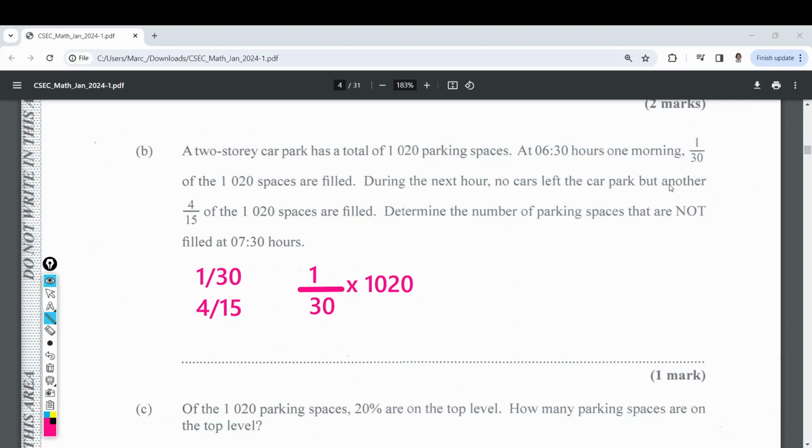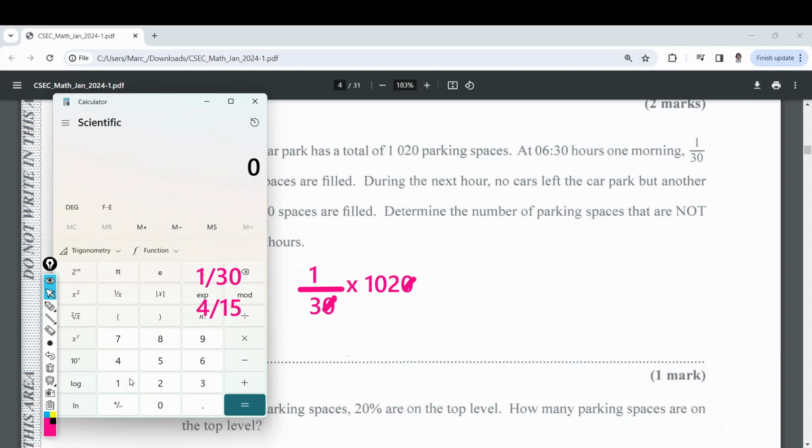No cars left the car park, but another 4 out of 15 of the 1020 spaces are filled. Okay, so 1 out of 30 is how much is in there at 6:30. Then another 4 out of 15 came in addition to the 1 out of 30 spaces, right? So we need to calculate 1 out of 30 spaces, and we need to calculate 4 out of 15 spaces as well, right? So let's do this one first. So 0 cancel 0, and then 3 is going to go into 102. Let's use our calculators for that.